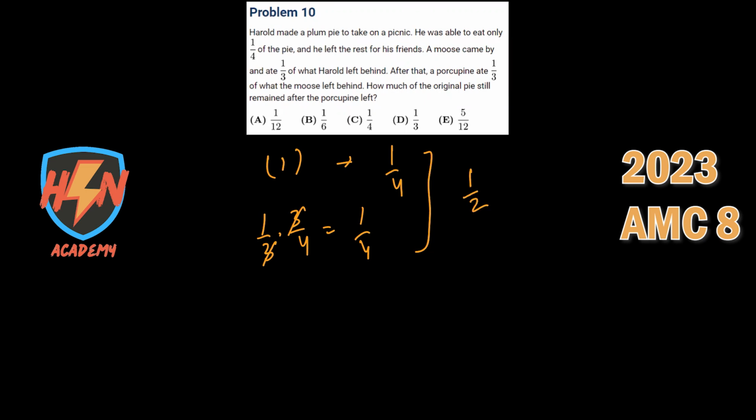So that means these two combined ate half. Now half of the pie is left. Porcupine ate 1/3 of that. So that means porcupine ate 1/6 of the pie. Now, how much is left behind? It is just half minus 1/6. Take a common denominator, so 6 minus 2/12, which is 1/3. So the answer is D.